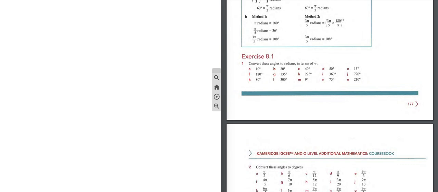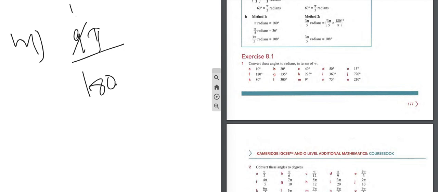Okay, now let's do the next part. So our next part is 9. Oh, this is actually not that hard. I shouldn't have chosen this actually. So this is very easy. So pi by 20 is your answer. Very easy, okay? Nothing hard in this.